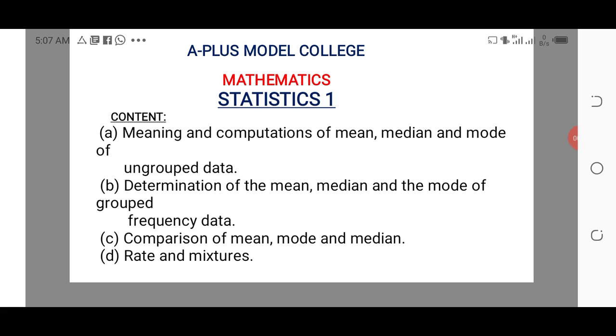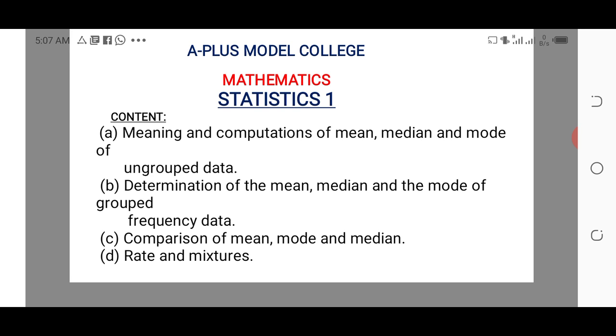I am Taylor S. Adebayo, and I will be taking mathematics, and the topic here today is statistics. We are going to be talking about the computation of mean, mode, and median for both grouped and ungrouped data. We also compare mean, mode, and median. Thereafter, we'll talk about rates and mixtures.